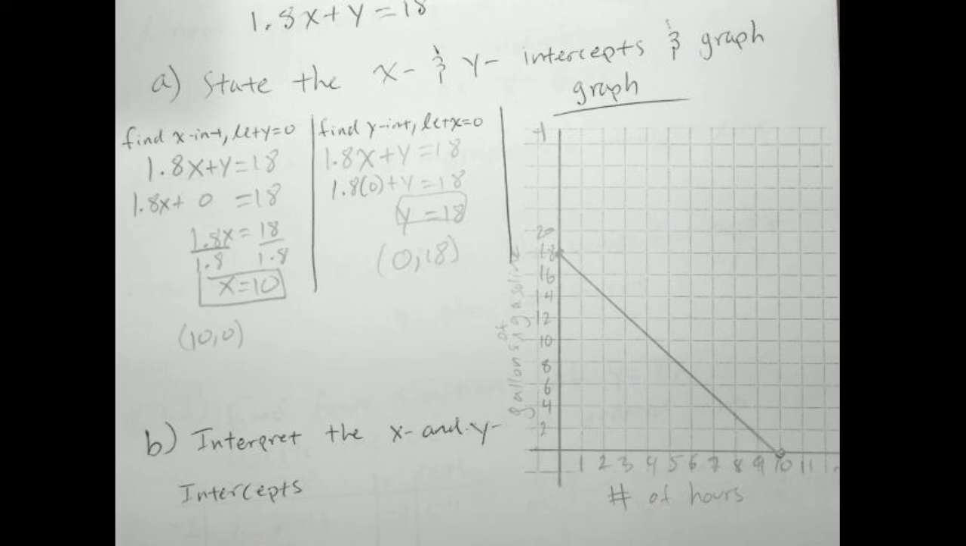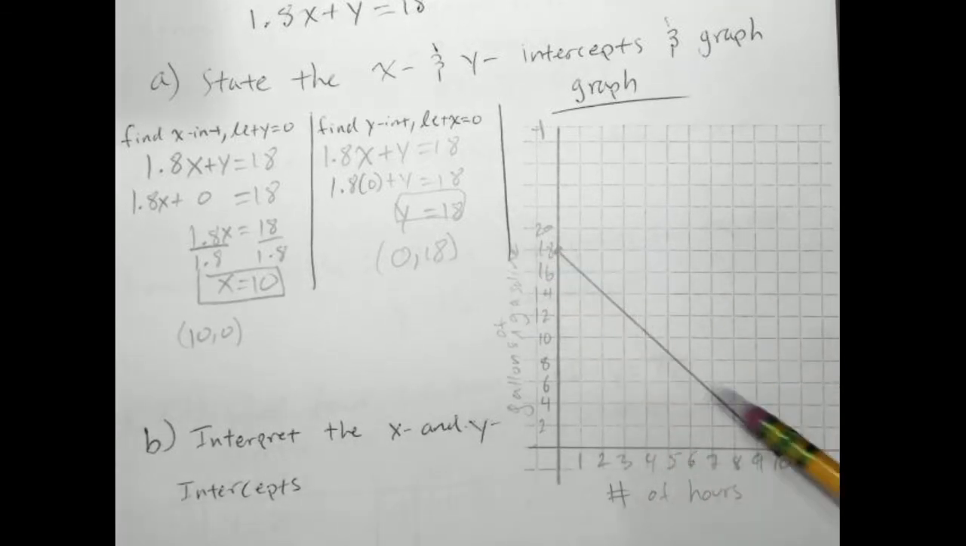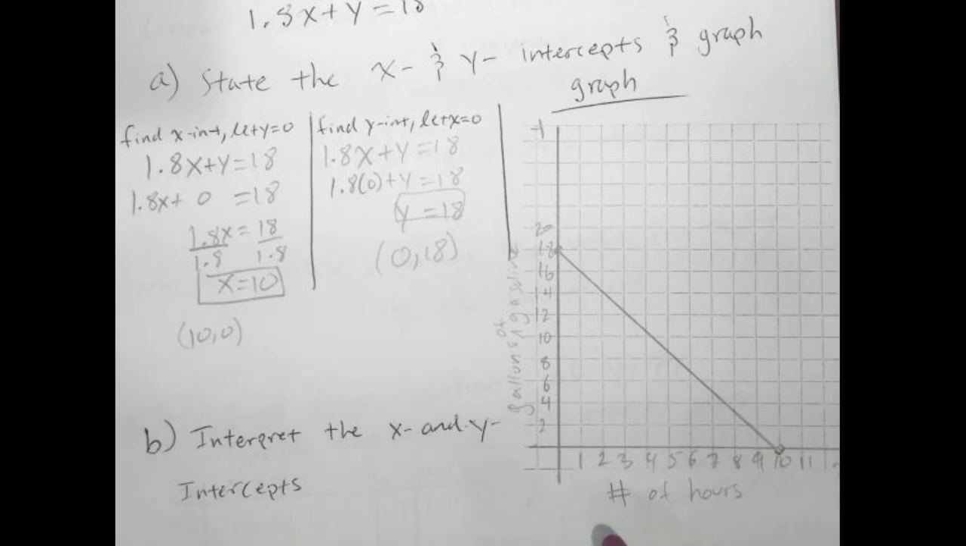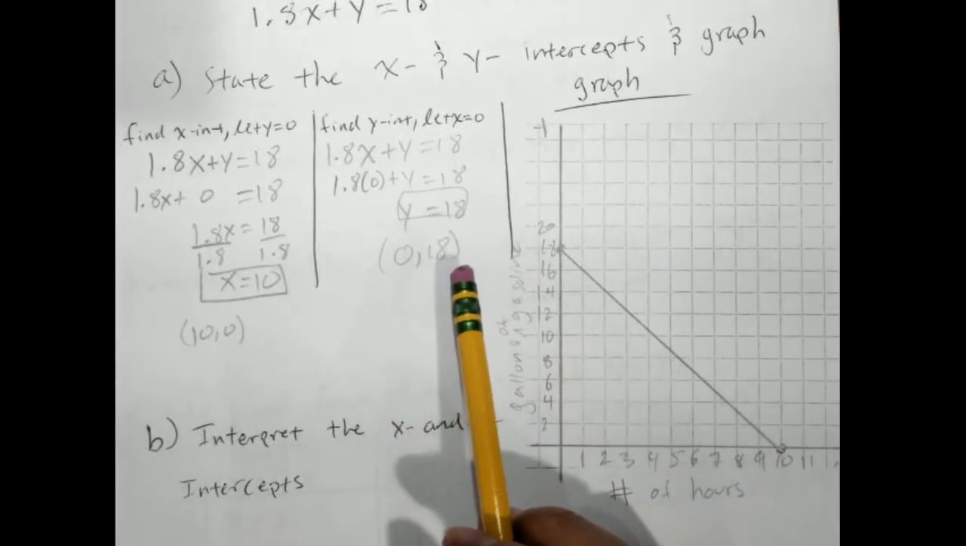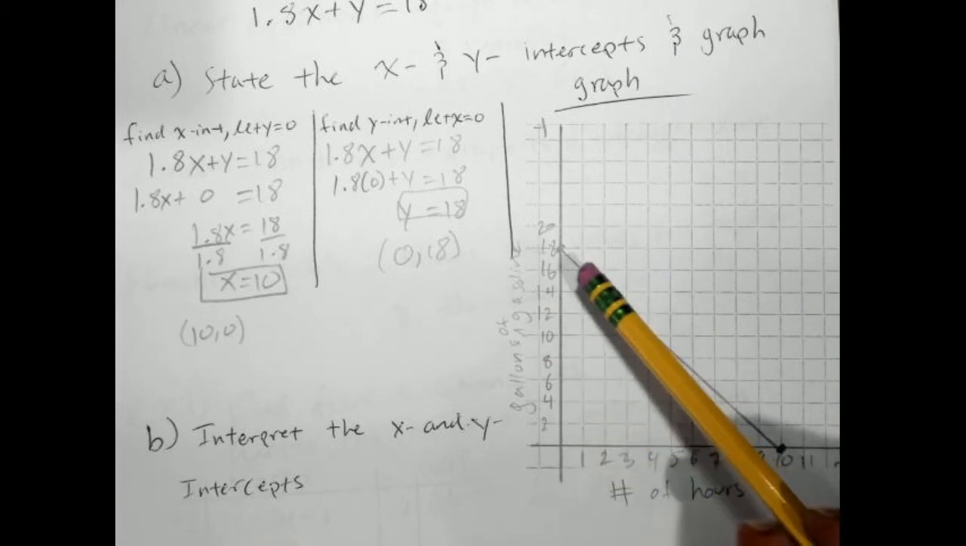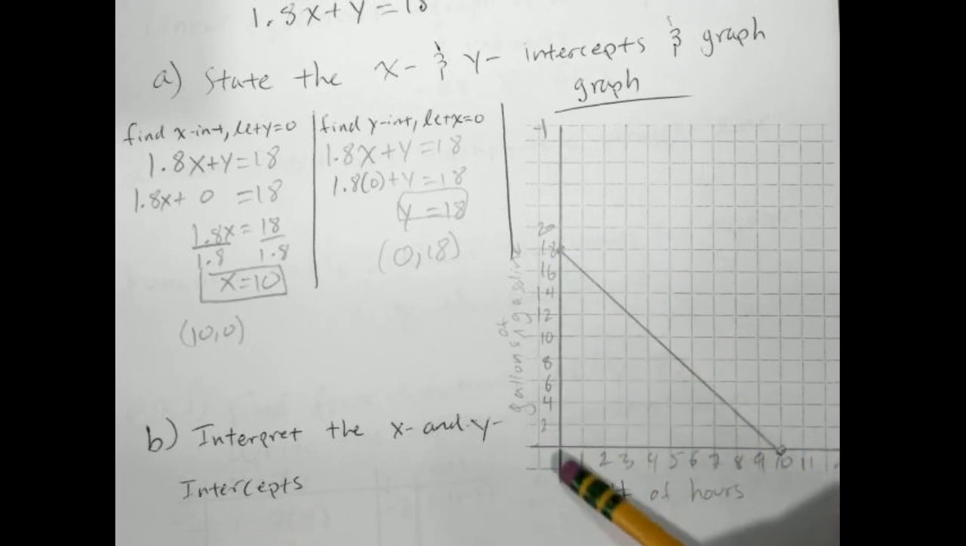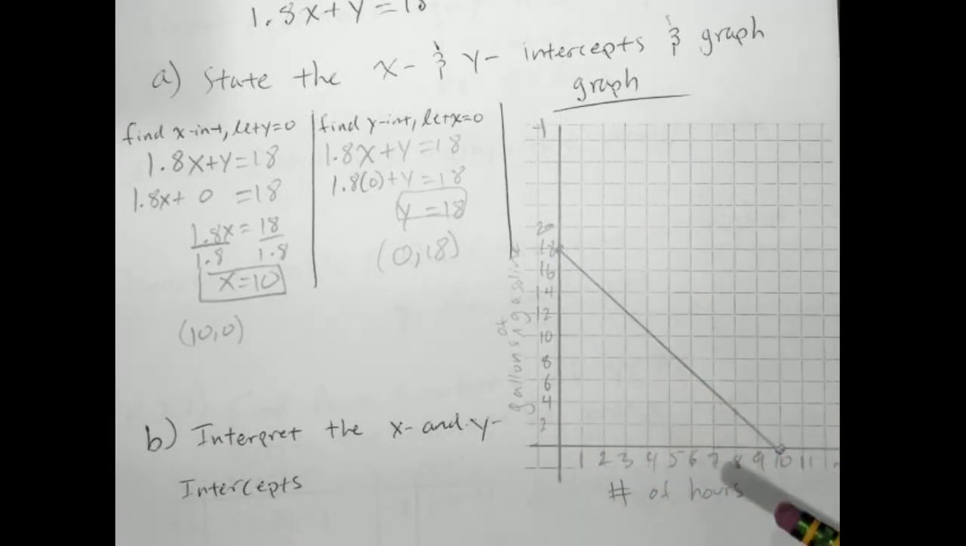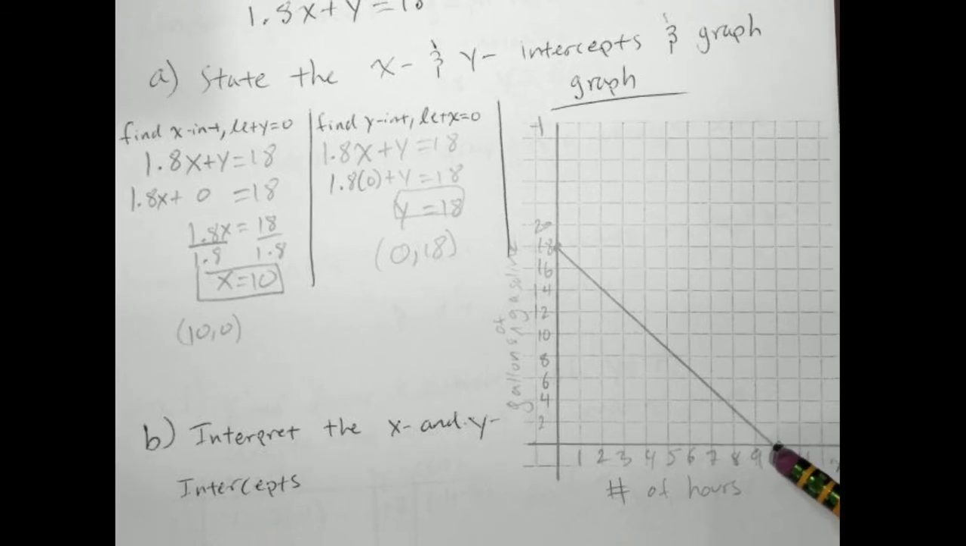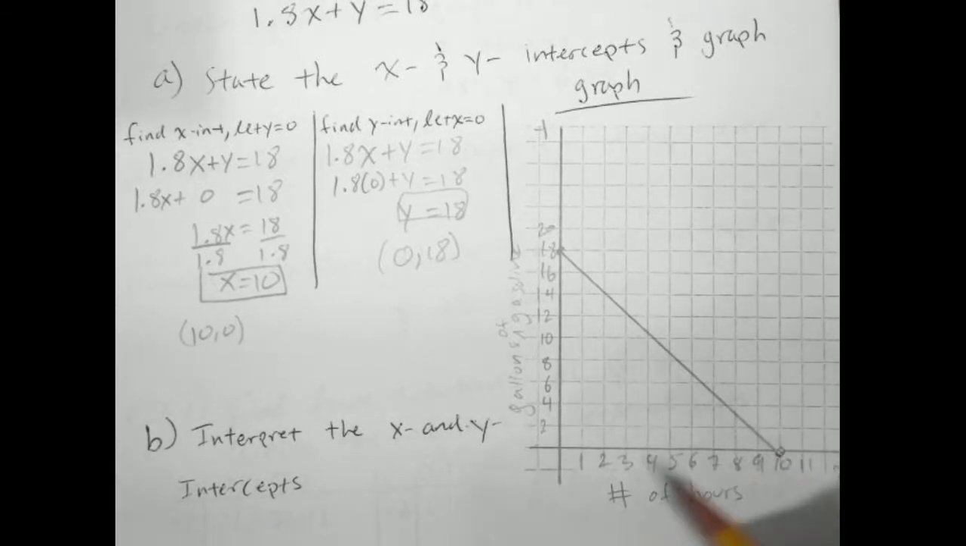The last part of this says, for B it says, interpret the x and y intercepts. So basically they want us to interpret these 2 points. So at 0, 18, we have 18 gallons of fuel in the car left, and we have not driven any amount of hours. And at 10, 0, at the x-intercept, we have already driven 10 hours, and we have 0 gallons of gasoline remaining. Alright, I hope this helps.